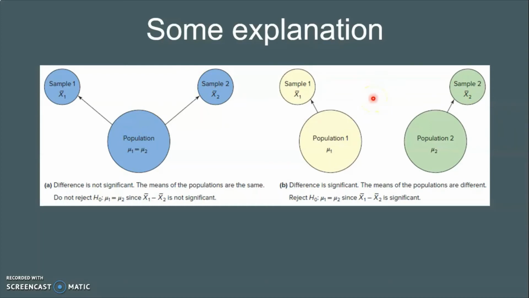So, what if we reject the null hypothesis? That means the difference is significant. The means of the population are different. In other words, the sample mean 1 comes from population 1. On the other hand, the sample mean 2 comes from population 2.